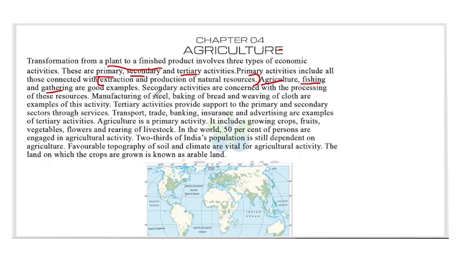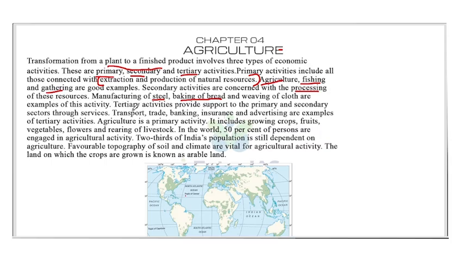Now secondary activity. Secondary activities are concerned with the processing of these resources, the processing of the primary products. Examples are manufacturing of steel, baking of bread and weaving of clothes. So these are the examples of secondary activities.